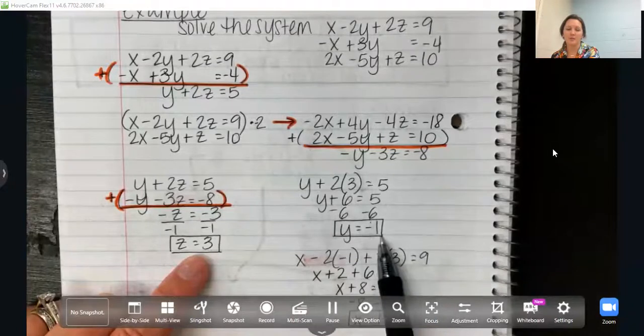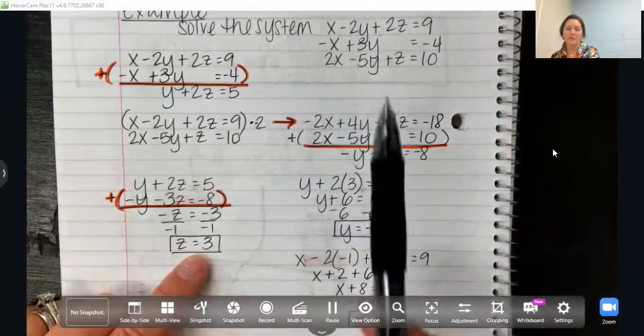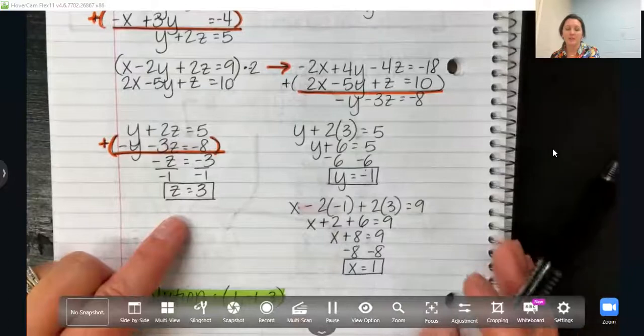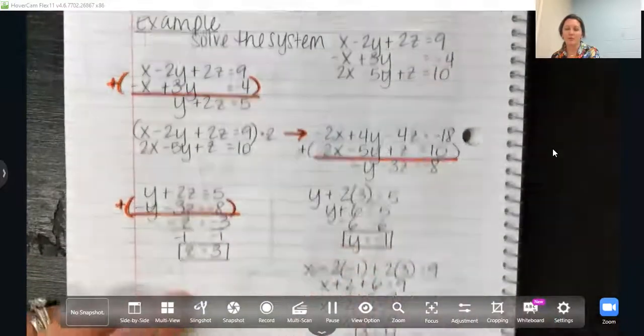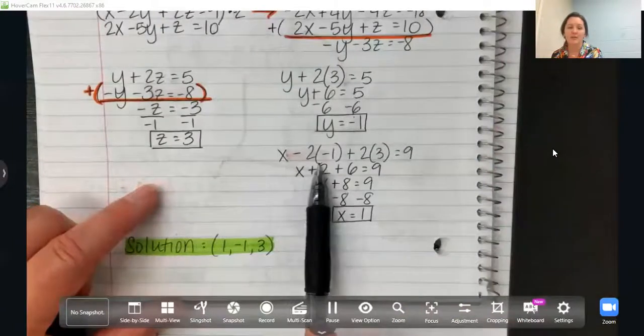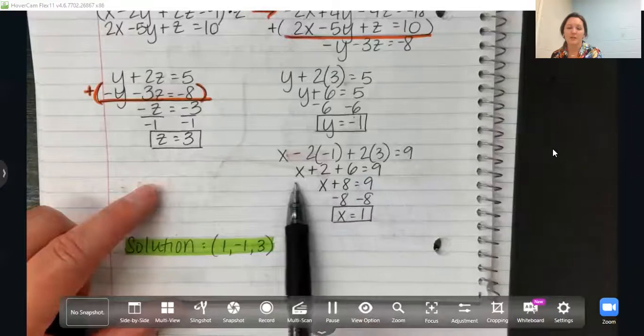Subtract your 6 on both sides, and y equals negative 1. All right, so now we have two solutions. So we're going to go back to one of our first equations up here and substitute. So I think I used the very first one. I'm goofy like that. So we have x minus 2 times negative 1 plus 2 times 3 equals 9.